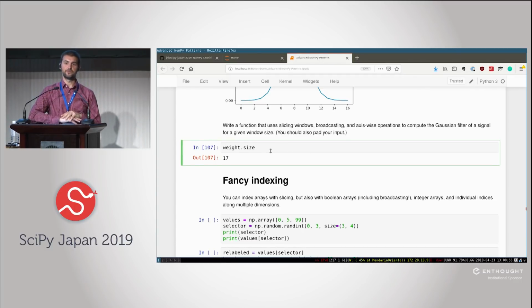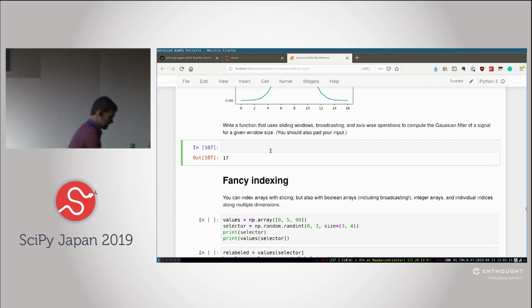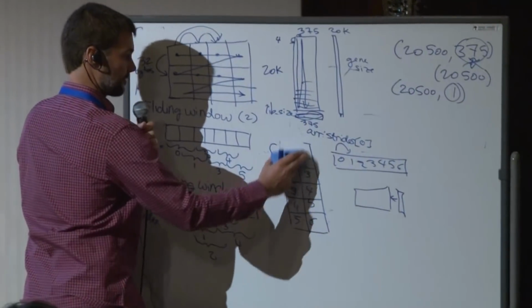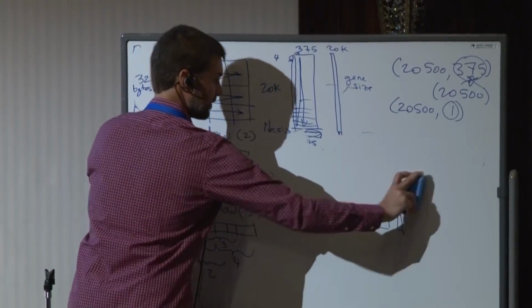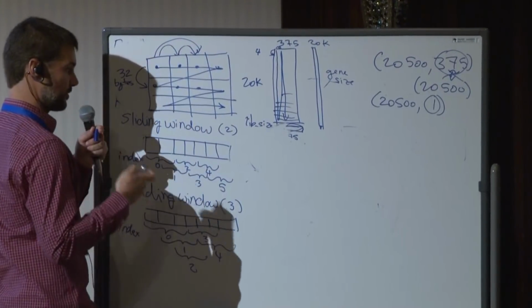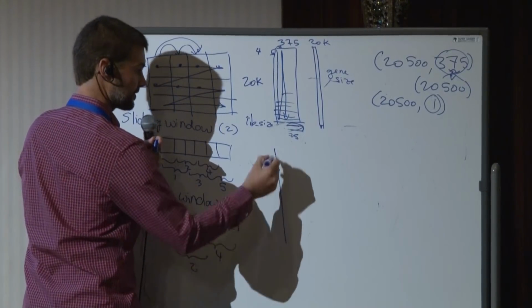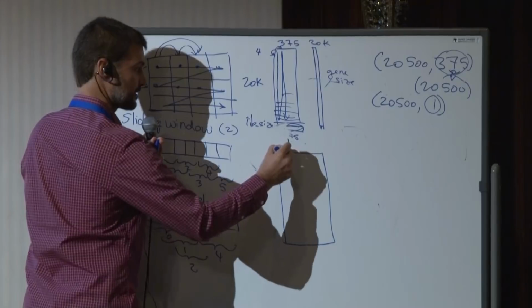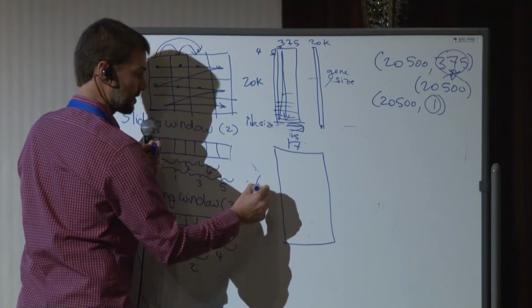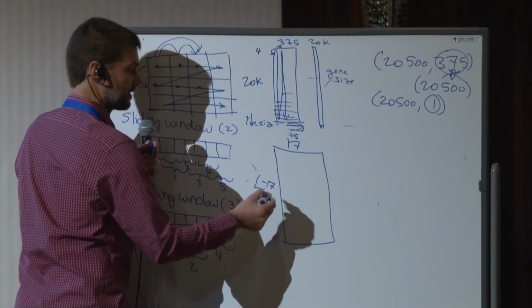So how do we do this with the sliding window and the broadcasting and also our axis-wise operations? Now we're putting together all of the stuff that we've learned this morning. Let me draw. We have a sliding window of size 17, and here's our signal with the sliding window. So this is 17, and this is the length of the signal minus 17 plus 1.